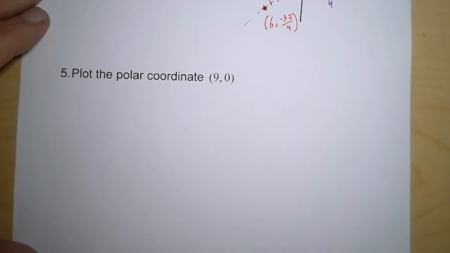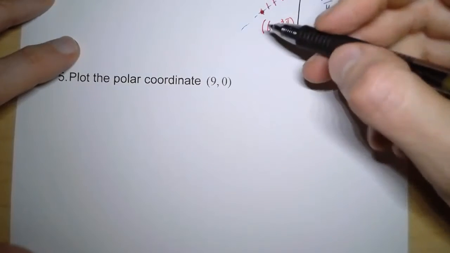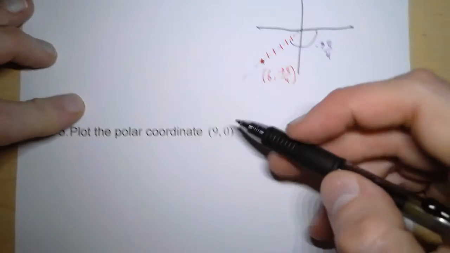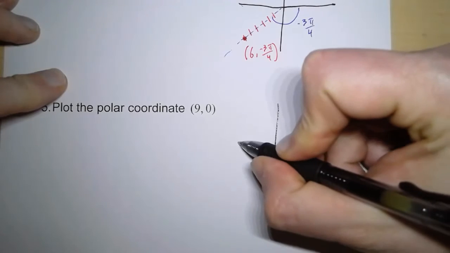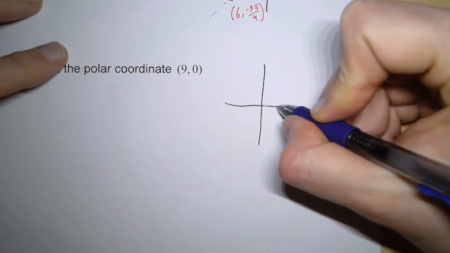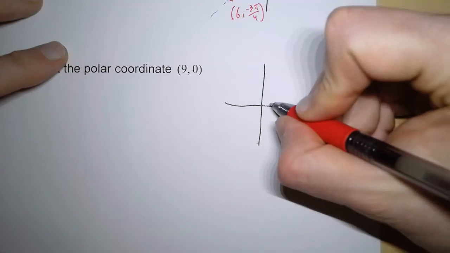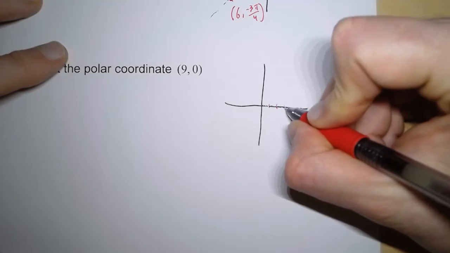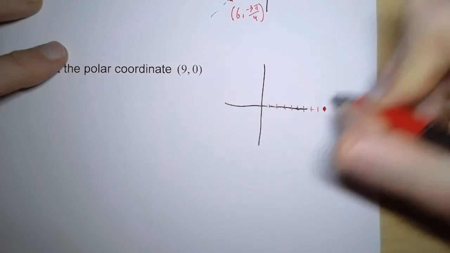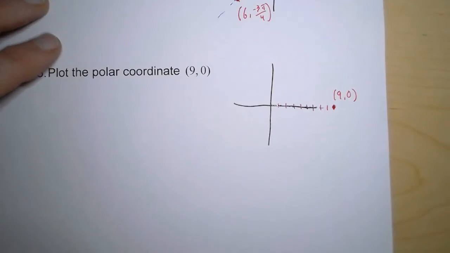And then finally, for number 5, we have 9 comma 0. Now following the convention that I've been using, I've always been putting the distance first, which means the angle we have is 0. So where's that? Well, that's just right along the x-axis. We're not really rotating up or down. So 1, 2, 3, 4, 5, 6, 7, 8, 9. There's my point in polar at 9 comma 0.